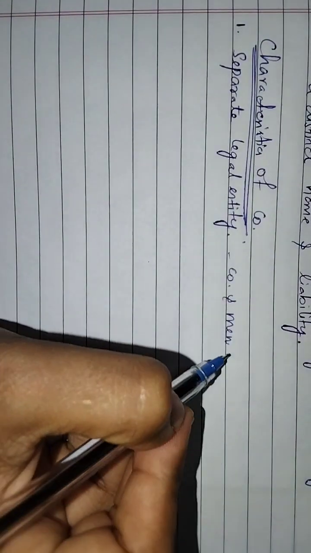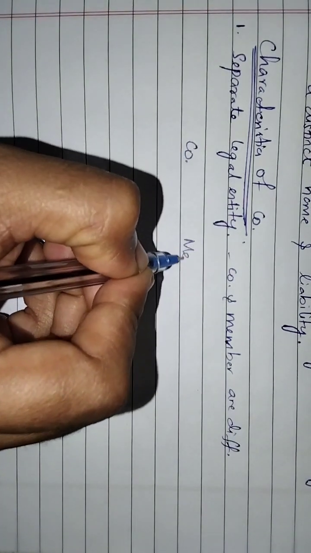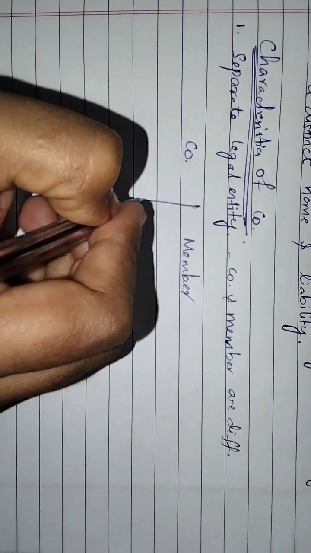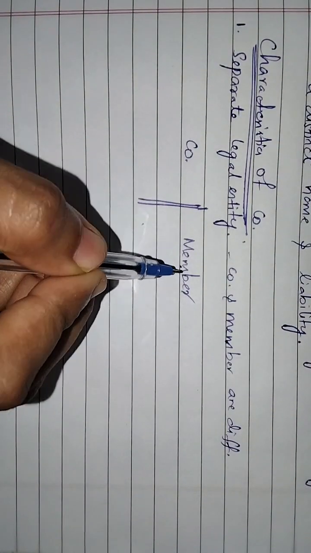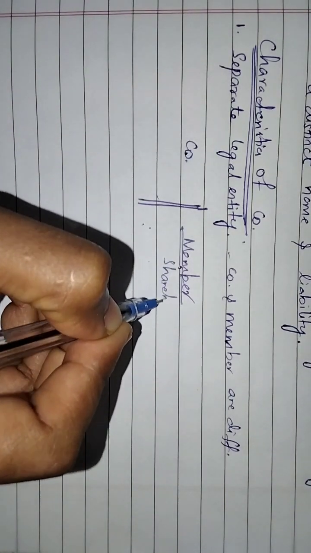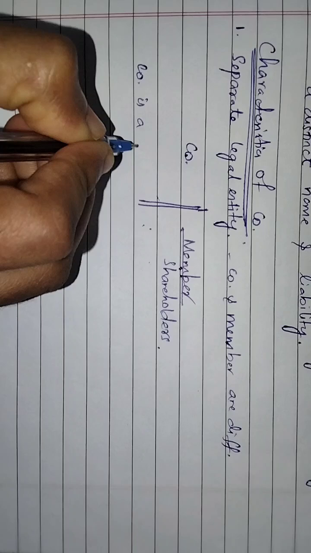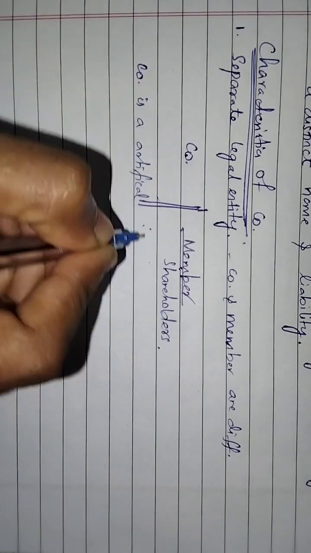Company and members both are different. They are not the same. There is a wall between them. We cannot consider the member as the company. Members are nothing but the shareholders who invest in the company. Both are different. A company is an artificial person.